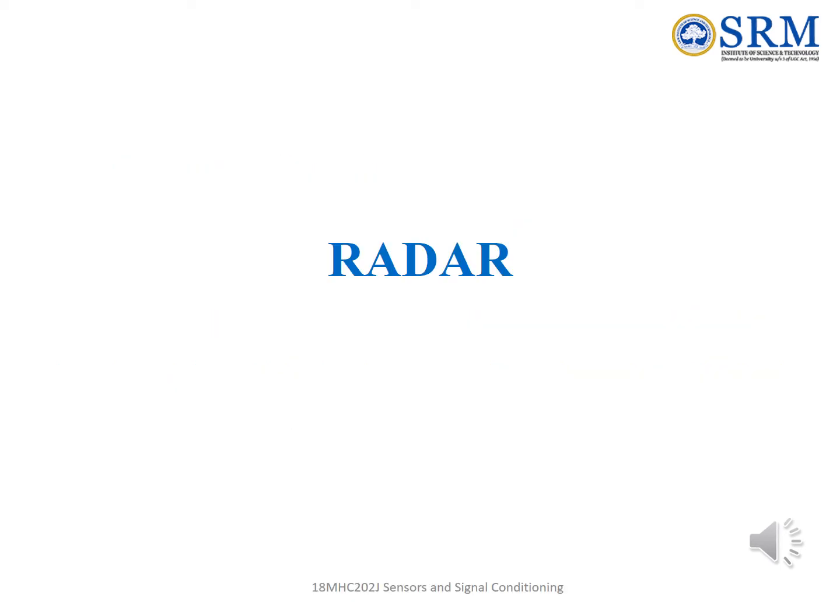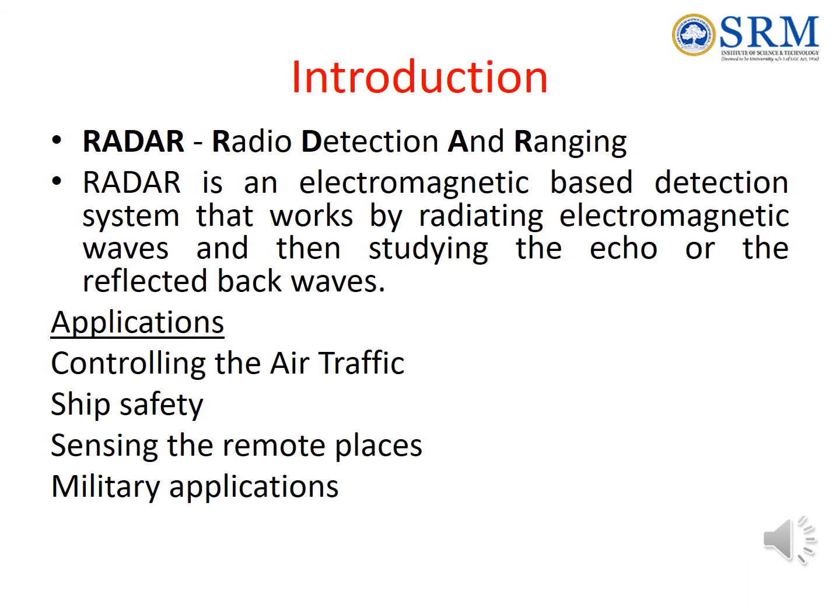Next, we will see about radar systems. Radar stands for radio detection and ranging. Here, detection refers to whether the target is present or not. The target can be stationary or movable. Ranging is the distance between the radar and the target.